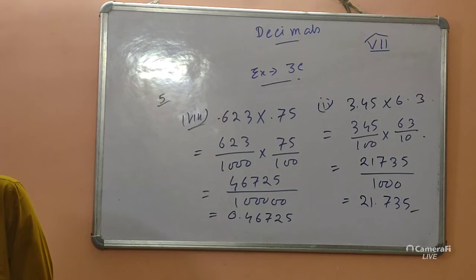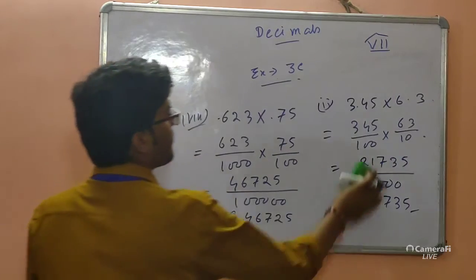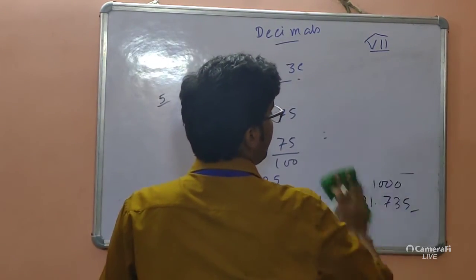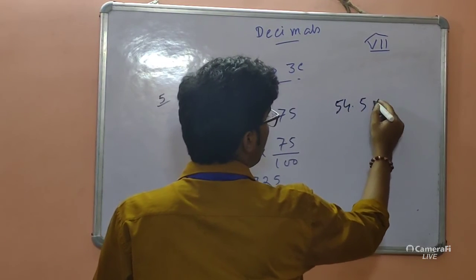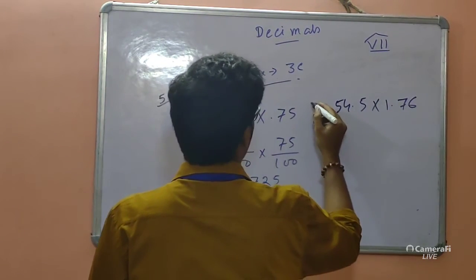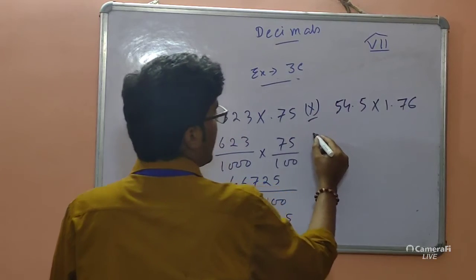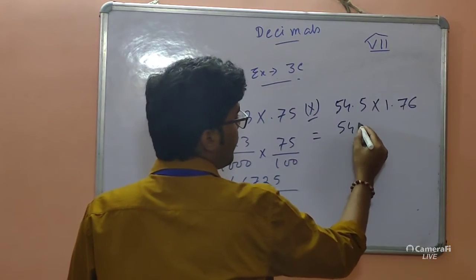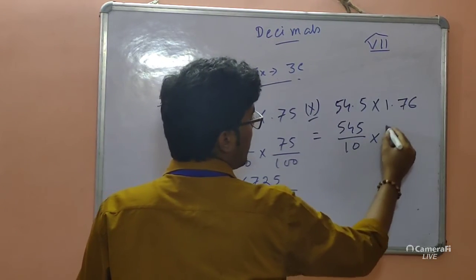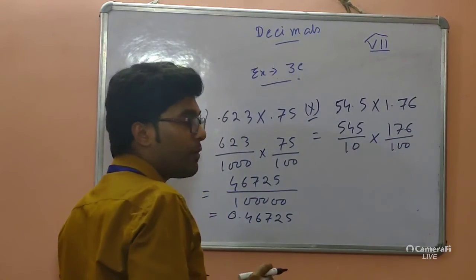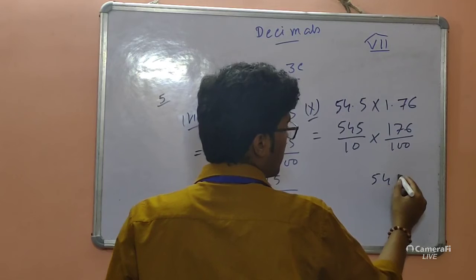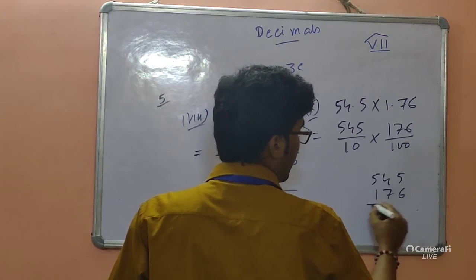Let us do question number 10, 54.5 into 1.76. Right? So here 54.5 by 10, it will be 176 by 100. So now multiply 545 into 176. Right? Multiply.